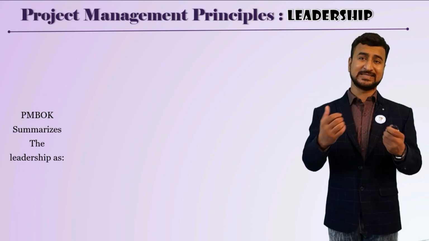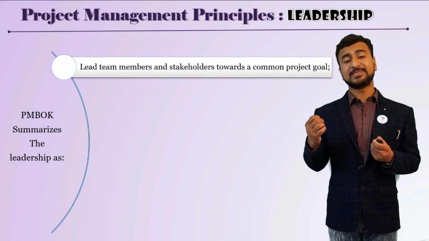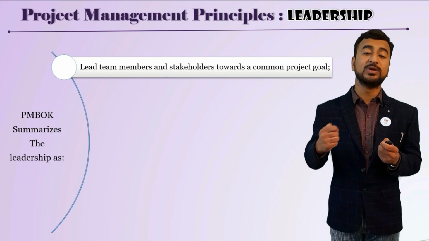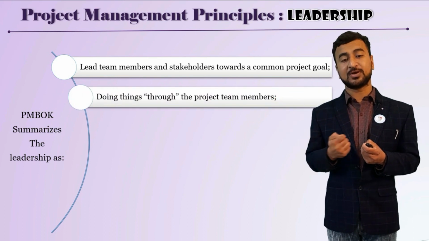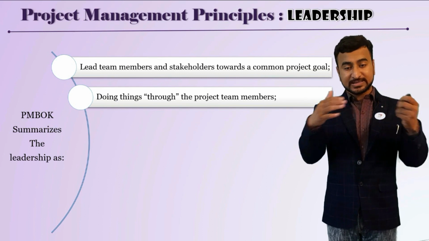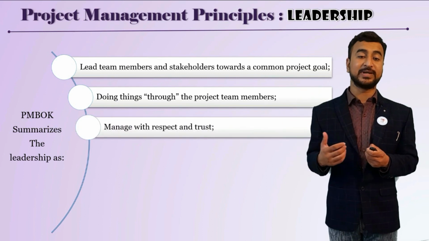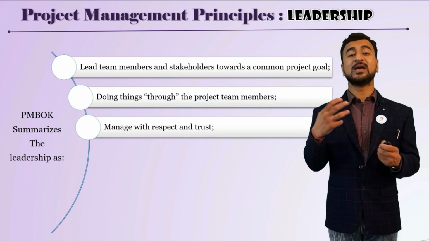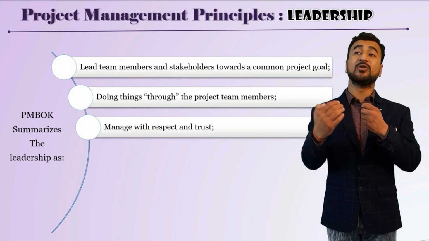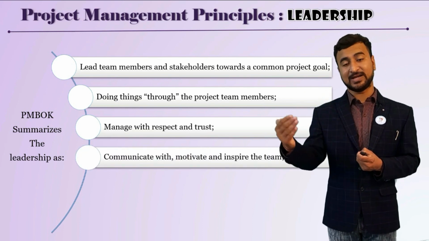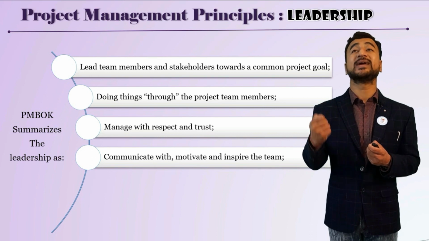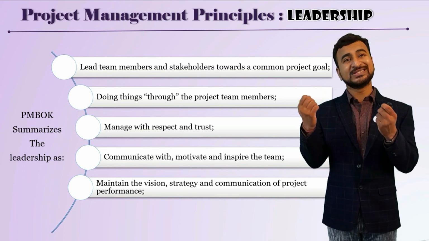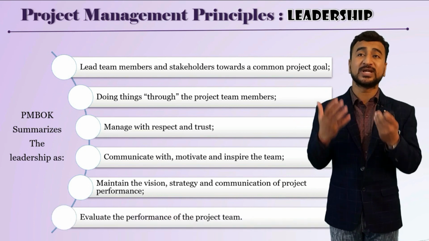What PMBOK summarized, specifically version 7, is that leadership is the way to lead the team members and the stakeholders to achieve the common goal. And during this, you have to get things done from the team members, and manage with respect and trust. That is most important. That is one of the ethical responsibilities, that you have to behave with respect and trust with your team members, communicate, motivate and inspire them to achieve the goals for the organization, and maintain the vision, strategy and communication of the project performance.